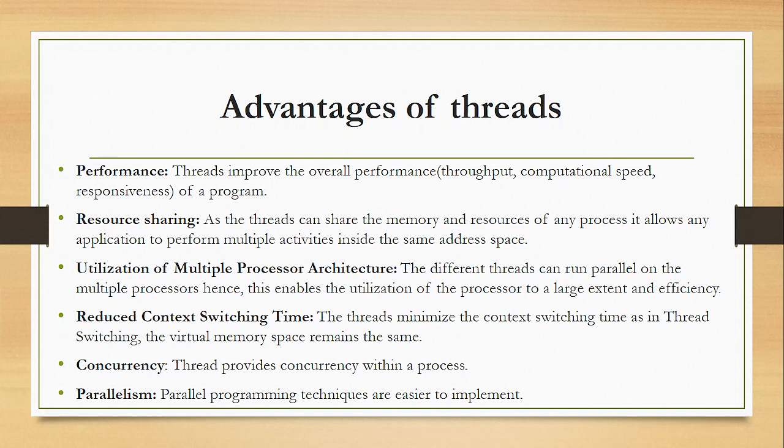And of course, threads allow proper utilization of multiple processor architecture. We talk about parallel execution of programs, right? So this can be achieved when different threads actually carry out different tasks in parallel. So that is a very important activity that a thread performs. Then the time that it takes to switch from one task to the other is very minimal, and that's why we talk about reduced context switching time.